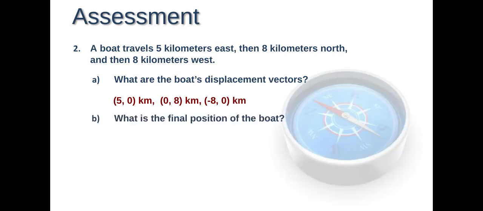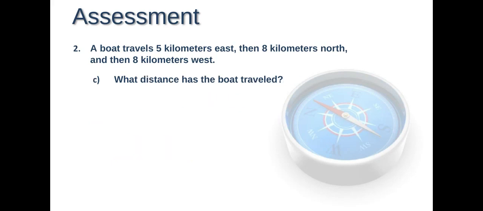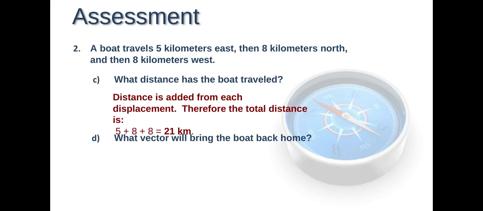What is the final position of the boat? Well, you can add up the displacements in order to find your final position, which would be -3 and 8. What is the distance that the boat has traveled? Distance is added from each displacement. Therefore, the total distance is 5 plus 8 plus 8 equals 21 kilometers.